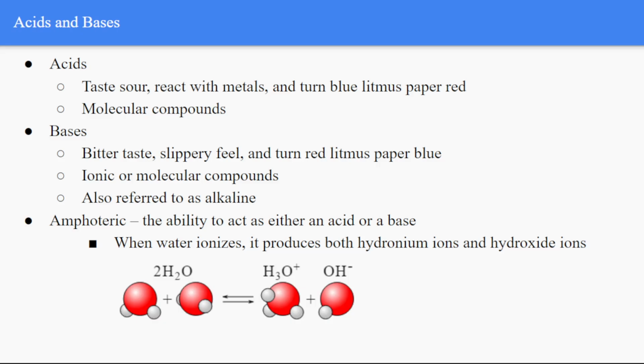When we're talking about acids and bases, we're really talking about how they behave in water. So one of the properties of water that's important to understand is that water is known as amphoteric, which means it can either act as an acid or a base. And that's because it produces hydronium, which is an acid, and hydroxide, which is a base, when it ionizes.